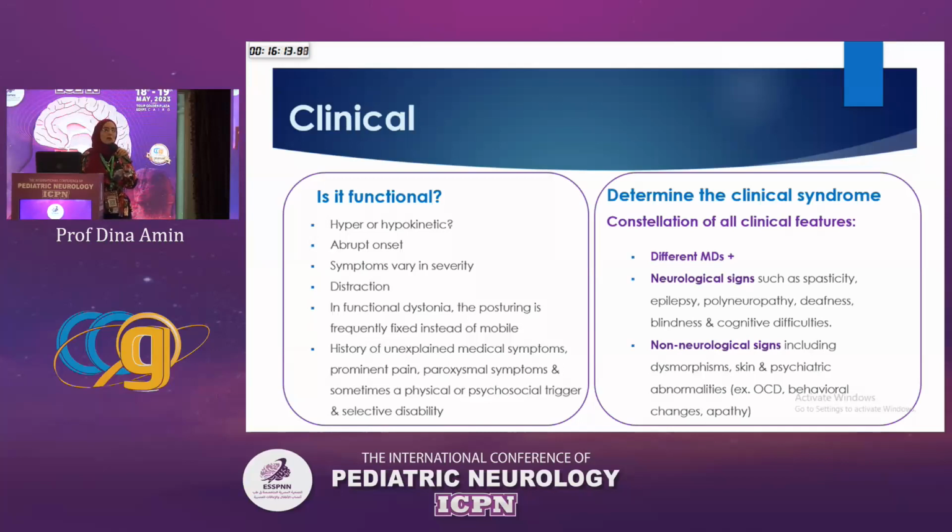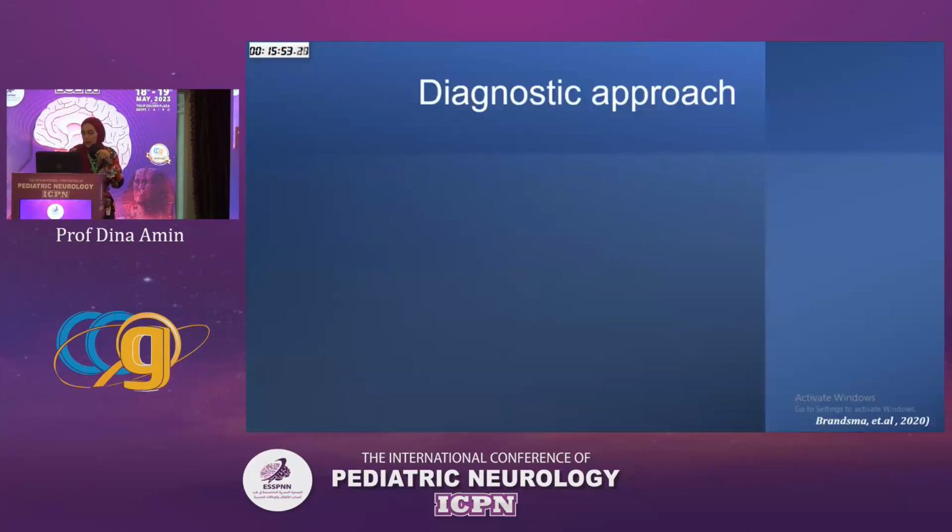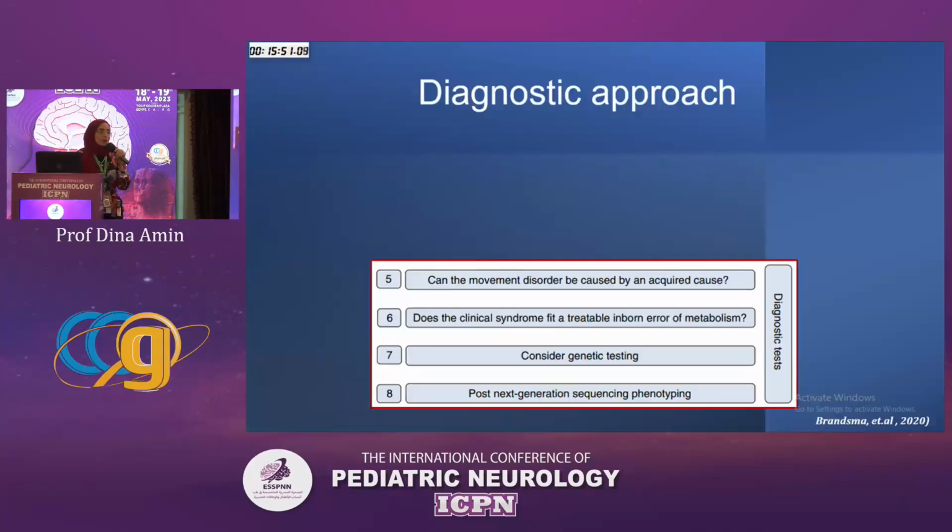If we have a constellation of clinical features, where we have different movement disorders, neurological signs such as spasticity, epilepsy, visual or hearing impairment or cognitive difficulties, or non-neurological symptoms such as facial dysmorphism or psychiatric or skin disorders, then we need to think of clinical syndromes. Now, the next step will be the diagnostic approach, and I will go through the questions one by one.